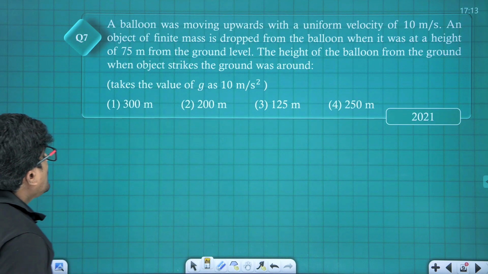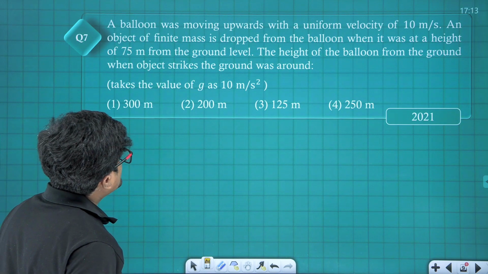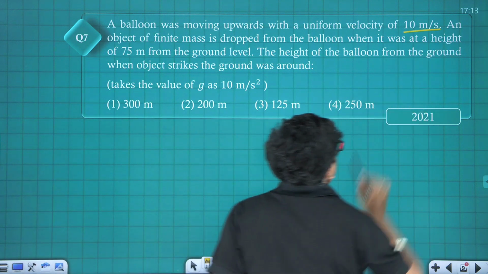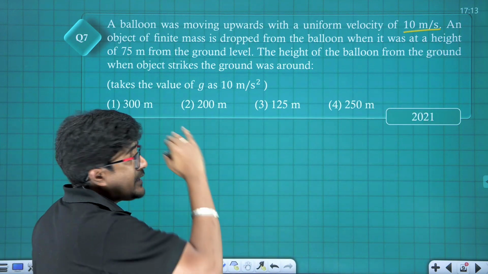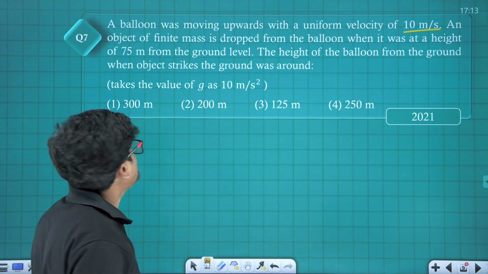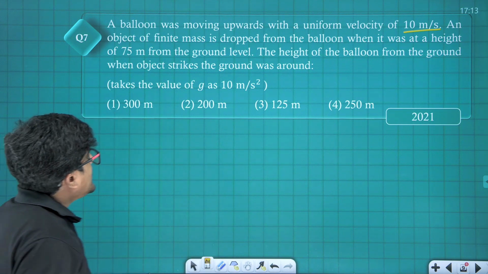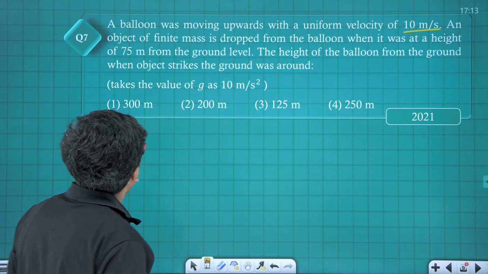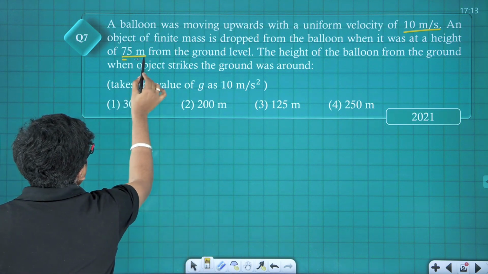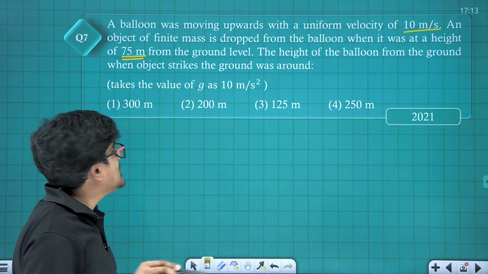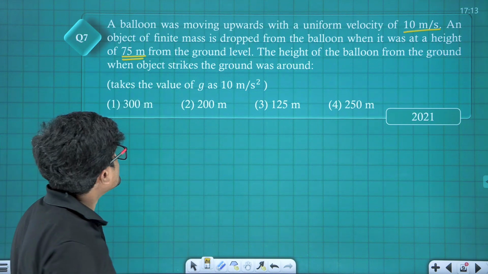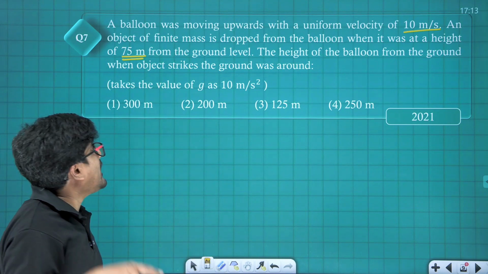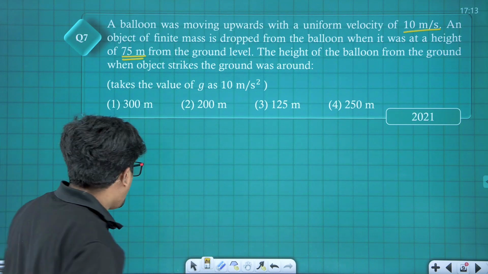Here comes the one. The question says a balloon was moving upward with a uniform velocity of 10 meter per second, moving with constant velocity. An object of finite mass is dropped from the balloon when it was at a height of 75 meter from the ground. The height of the balloon from the ground when the object strikes the ground is around?